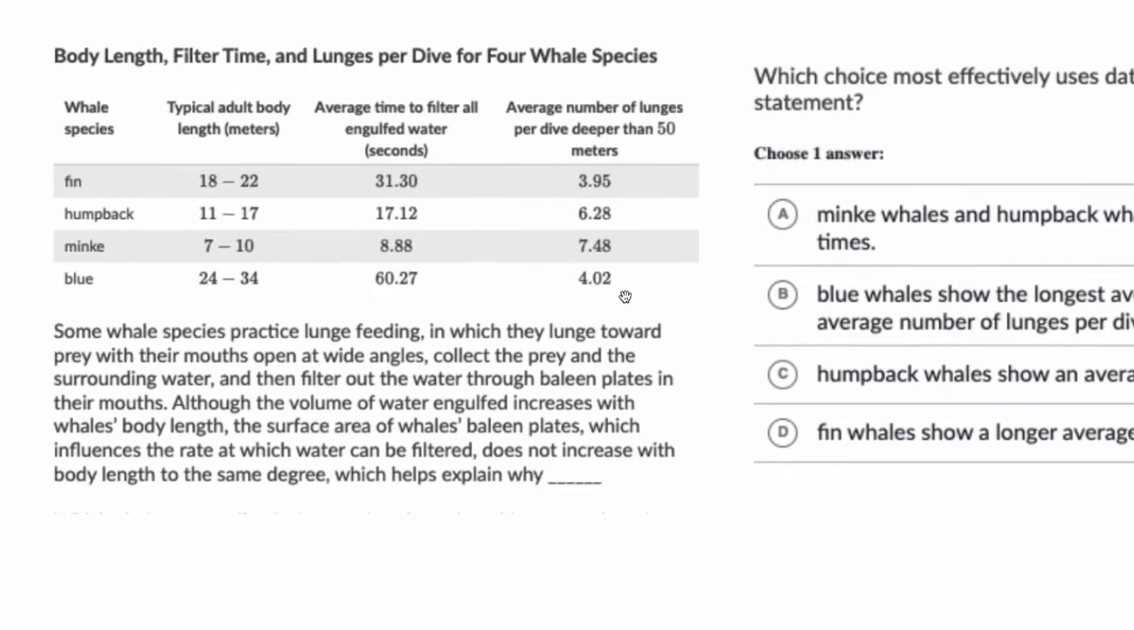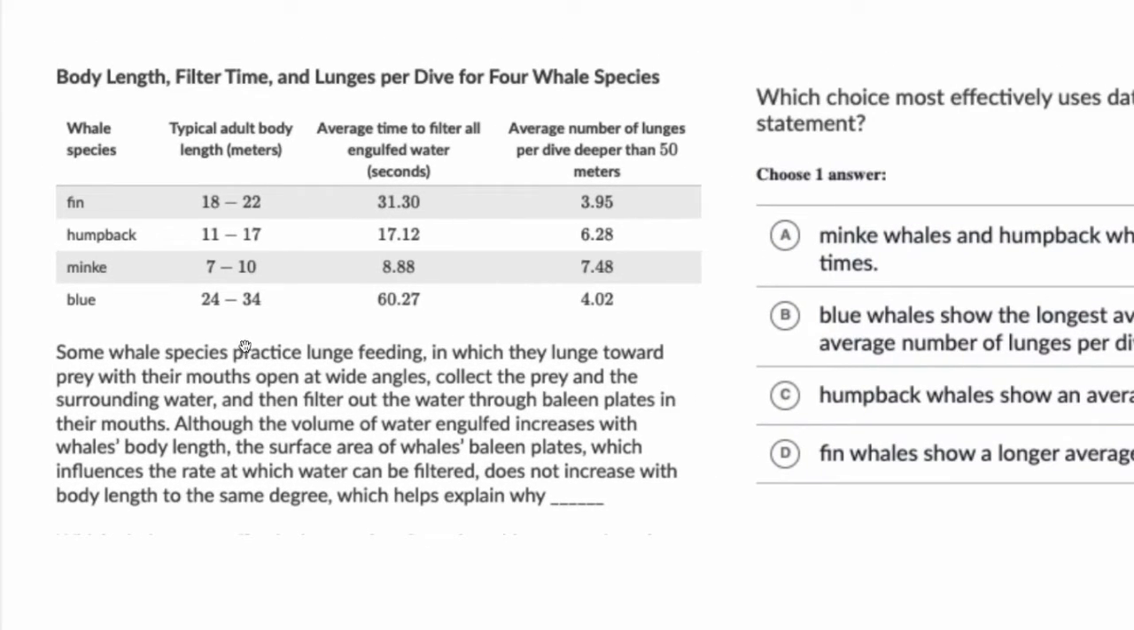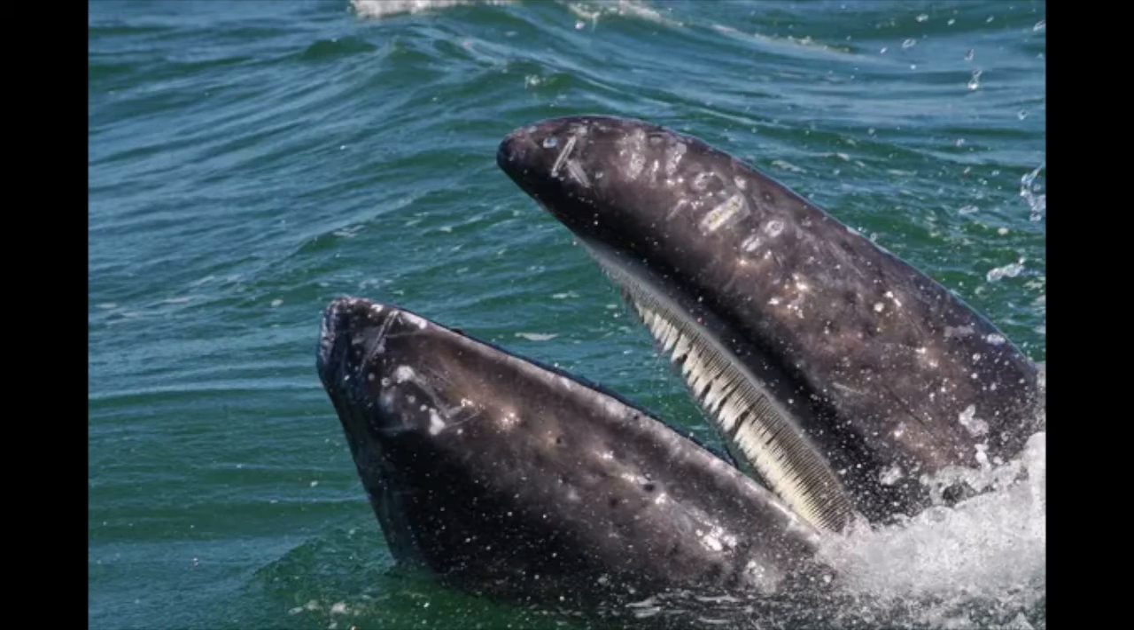Another data to complete the statement question. So some whale species practice lunge feeding, in which they lunge toward prey with their mouths open at wide angles, collect the prey and the surrounding water, and then filter out the water through baleen plates in their mouth. And nobody is expected to know what a baleen plate is.